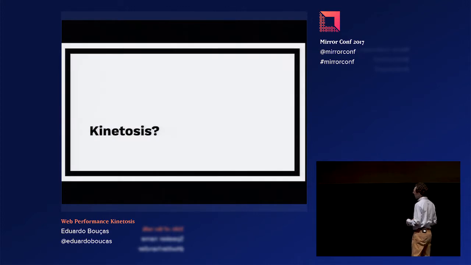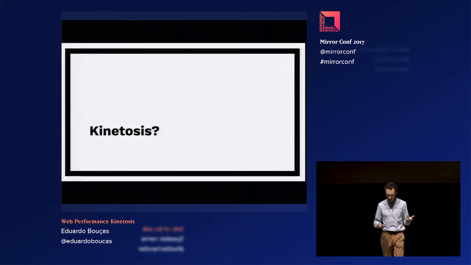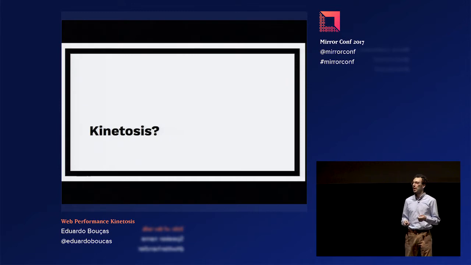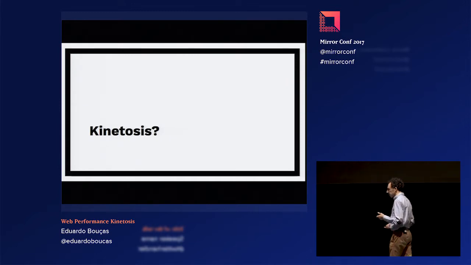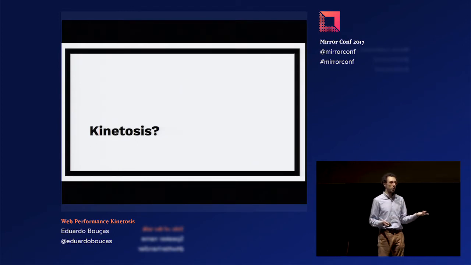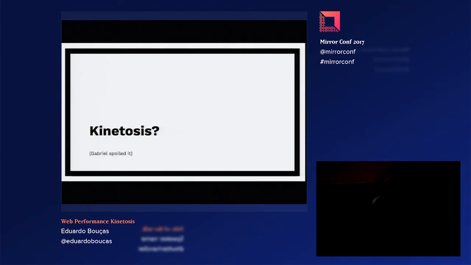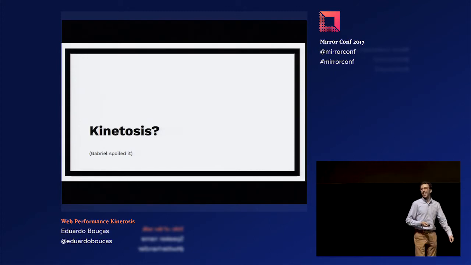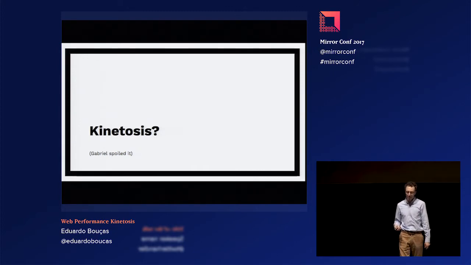So, going back to the title of the talk, web performance kinetosis, there's this funny word, kinetosis, which is just a formal word to describe motion sickness. And I thought I would be coming up with a really cool surprise for you because, well, in a conference with developers and designers, no one's going to talk about motion sickness, right? Except Gabriel kind of spoiled it. He probably knows a lot more about motion sickness than myself, but please bear with me.